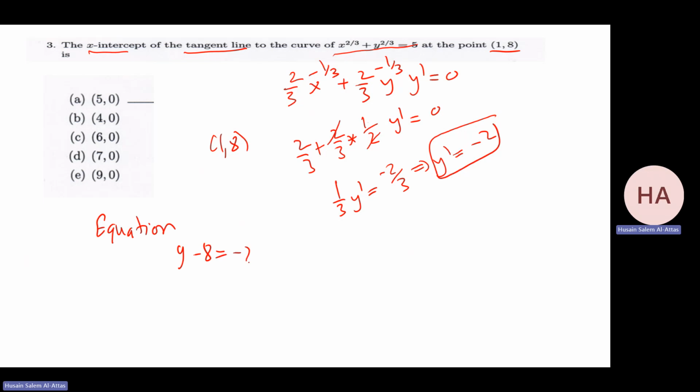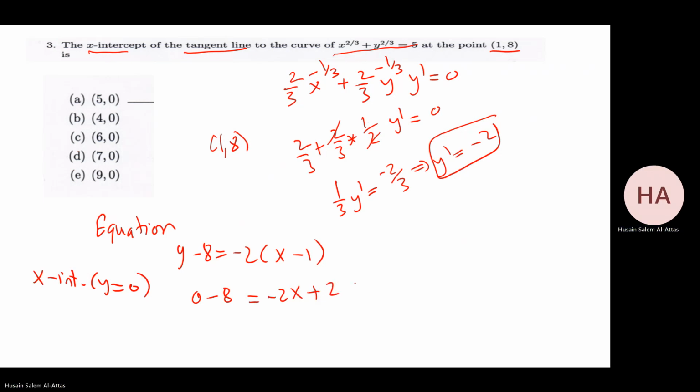So what will be the equation? y minus 8 equals minus 2 times x minus 1. I want x equals 0? If x equals 0, y minus 8... Find the x-intercept, huh? I mean, y equals 0. You want the x-intercept. For the x-intercept, I would like y equals 0. I'm looking for x. So 0 minus 8 equals minus 2x plus 2. So I have minus 10 equals minus 2x, so x equals 5. So this is the point 5, 0.